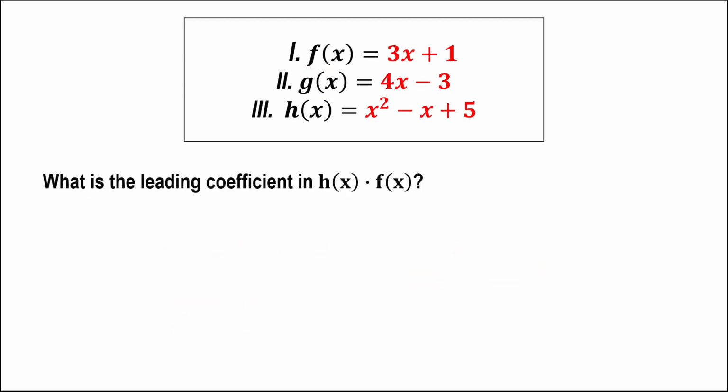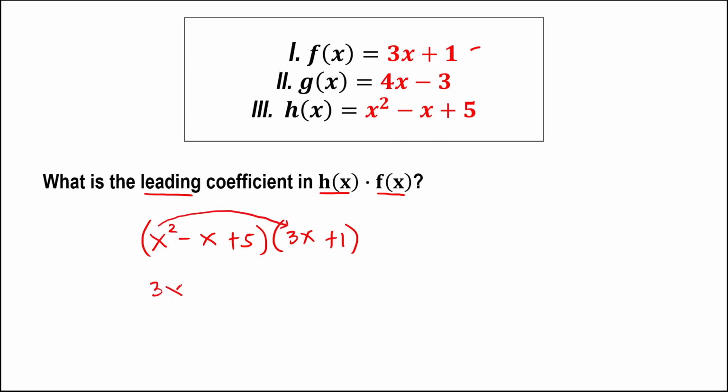Then for this problem, what is the leading coefficient of h of x times f of x? So h of x is x squared minus x plus 5, times f of x, that's 3x plus 1. Then to simplify, x squared times 3x is 3x to the power 3. x squared times 1 is positive x squared.